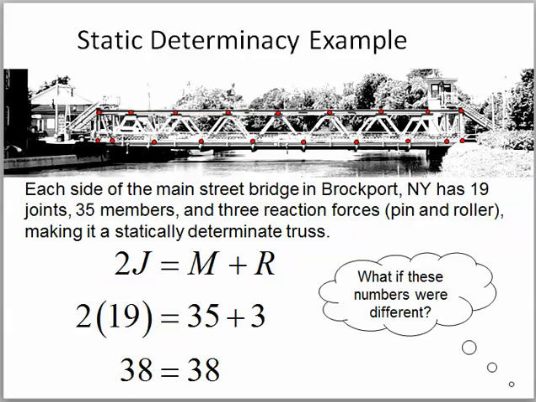Okay, here's another example. You can pause this and double check it, but you're going to find that there's 19 joints, there's 35 members, and there's 3 reactions. Now, the reactions you probably aren't going to be able to add up very well, but if there's only 3 reactions, that tells me one side is pinned and the other side is rolled, or has a roller.